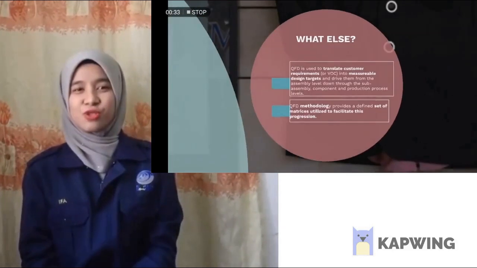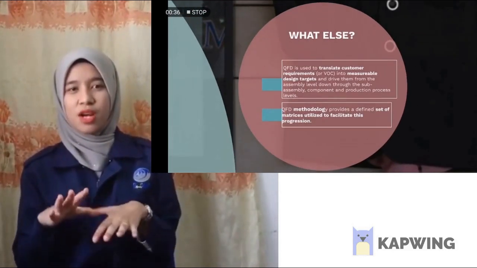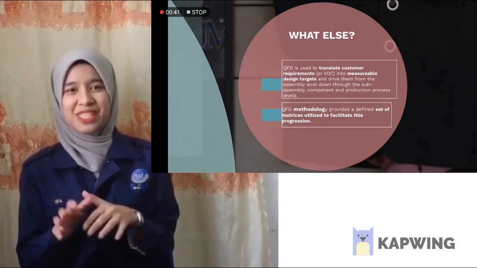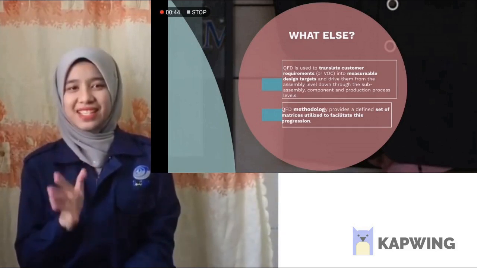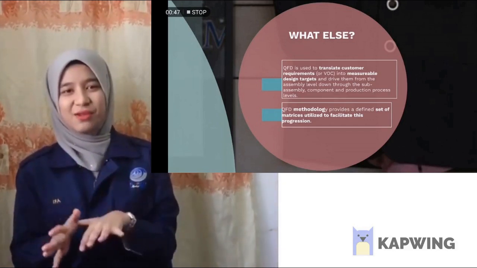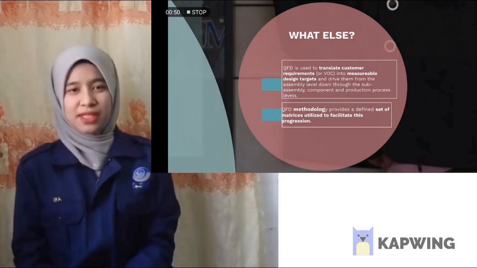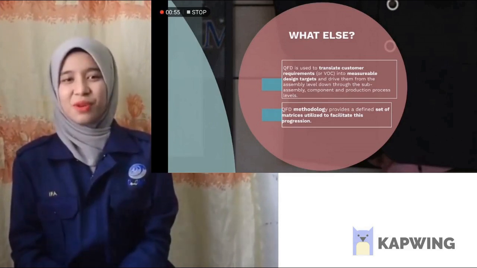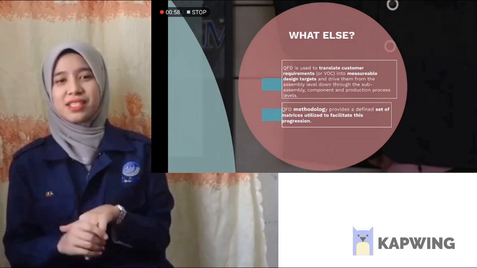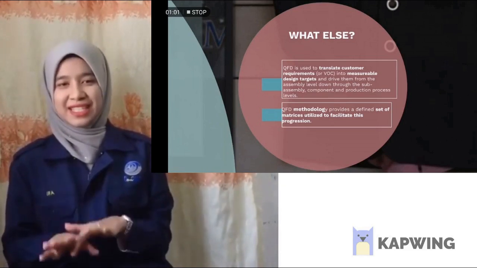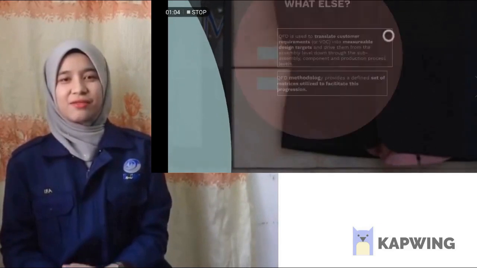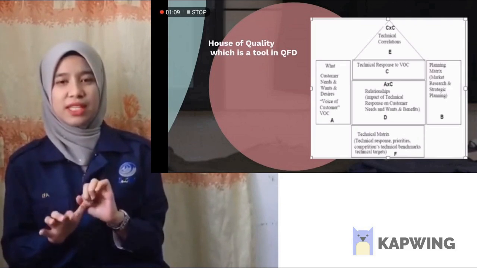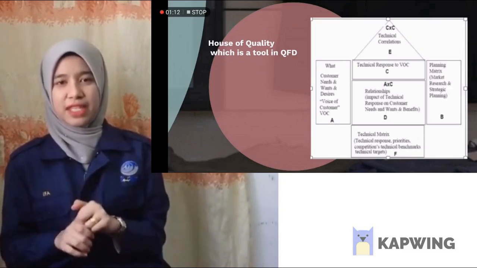Okay, QFD is used to translate customer requirements, or VOC, also known as voice of customer, into measurable design targets and drive them from the assembly level down through the subassembly, component and production process level. QFD methodology provides a defined set of matrices utilized to facilitate this progression. For this project, we use the House of Quality, which is a tool of QFD.